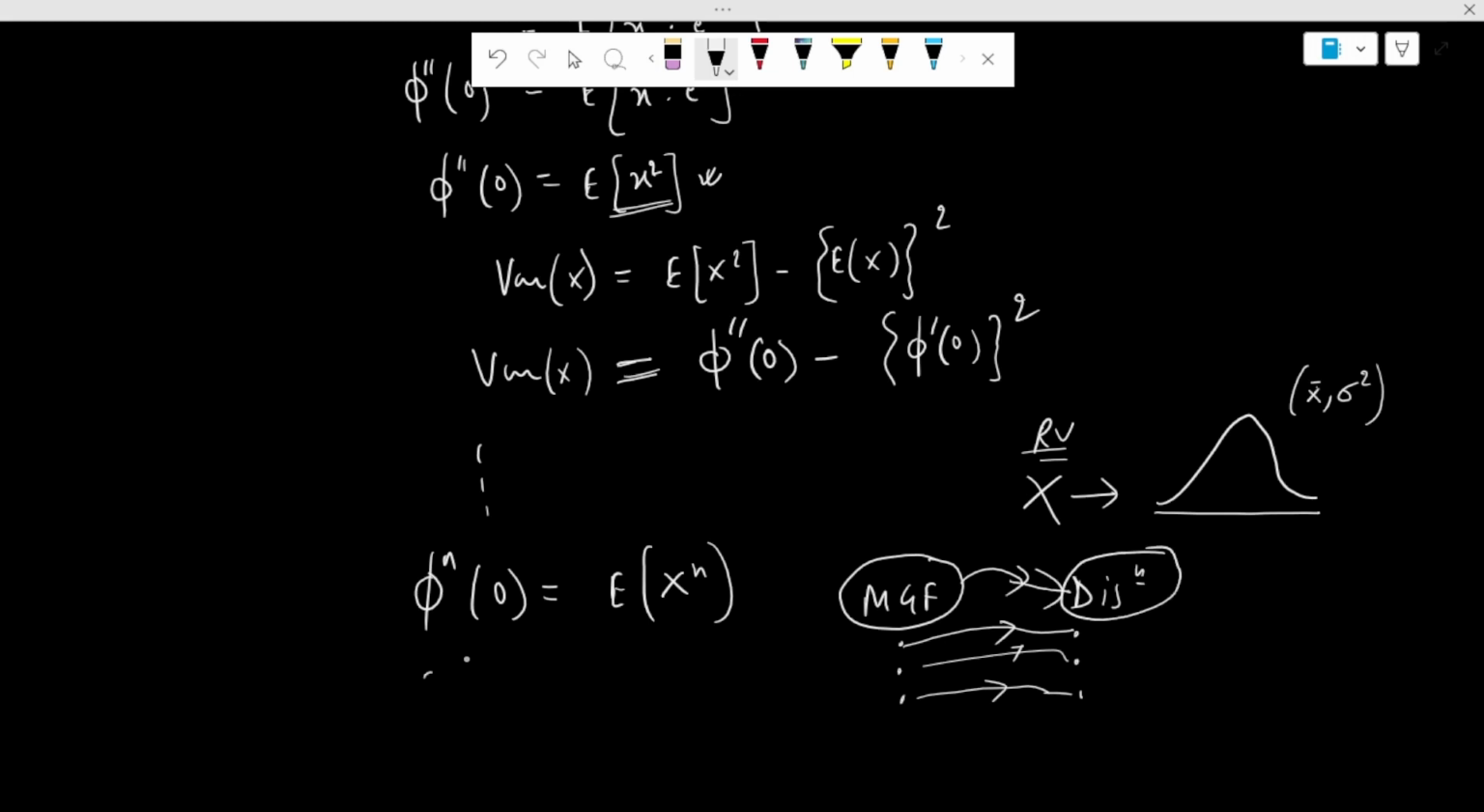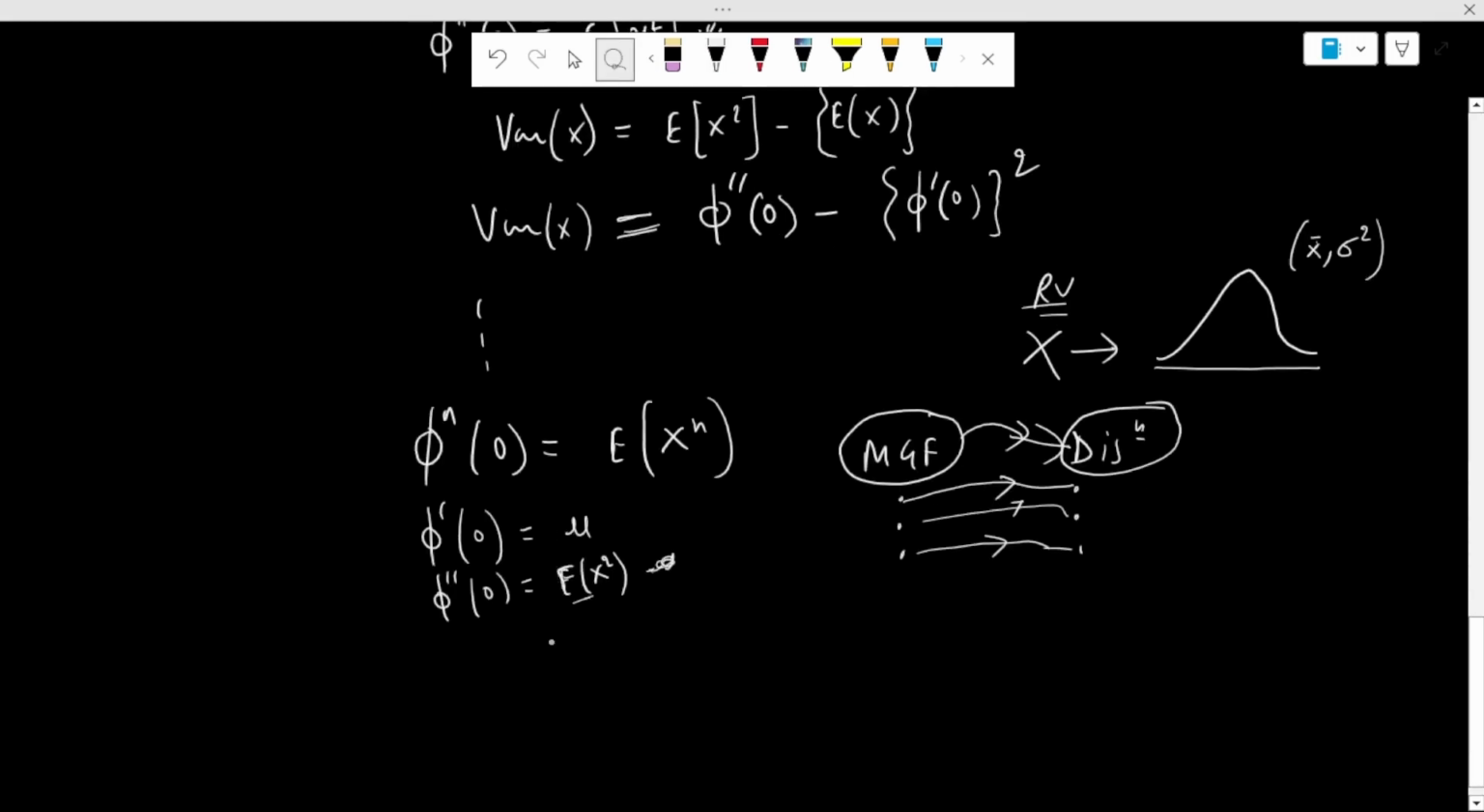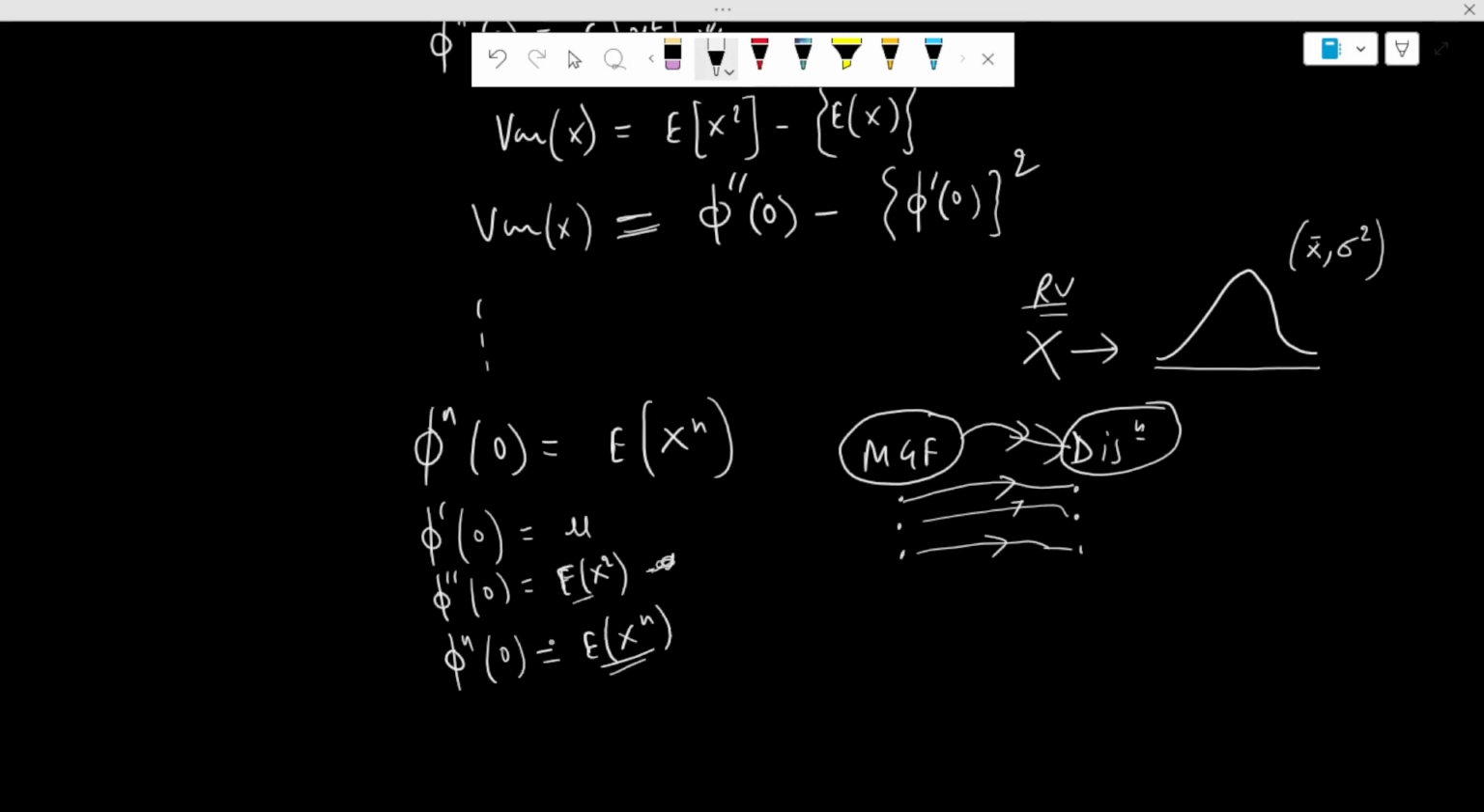We have seen that the first order derivative of this moment generating function is equal to mu, and the second order derivative when evaluated at 0 is going to provide us information on the second moment, which helps us calculate the variance. Also we have seen that the nth order derivative of the moment generating function of the random variable, when evaluated at 0, is going to give us the nth order moment.